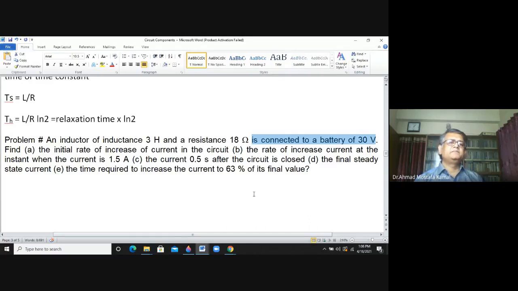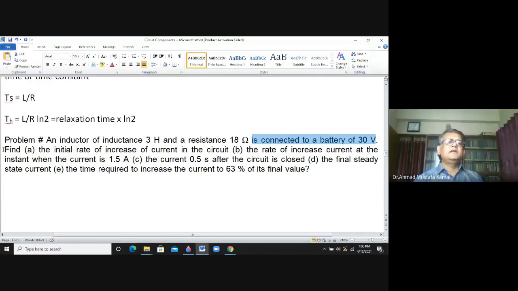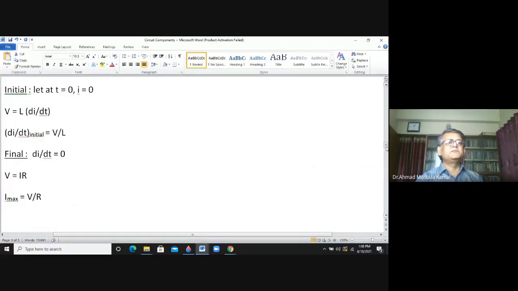Did you write? Yes, sir. Okay. Part A: find the initial rate of increase of current in the circuit. The initial rate is found as, write down this equation, please: di by dt initial equal to V by L.